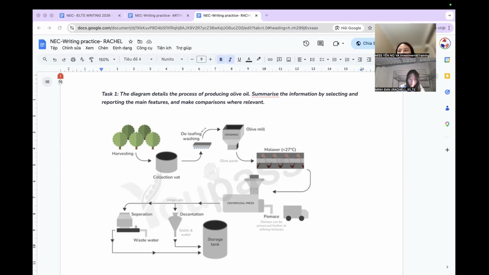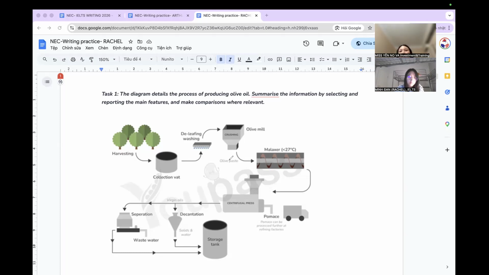That means they will remove the dust and the leaves from the fruit. In this step, they will wash and clean in order to put the clean olive fruit in the olive mill. So in this part, they will crush the flesh until it becomes a thick texture that we will call olive paste right here.